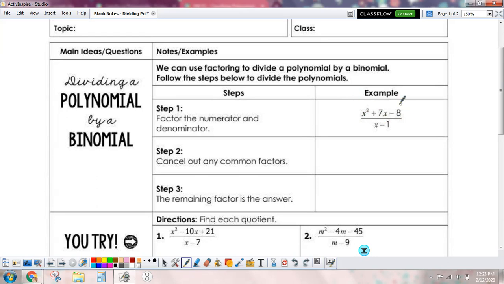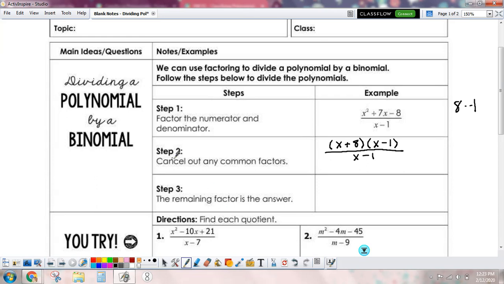I need to figure out a number that multiplies to get -8 but adds together to get 7. To get -8, I can use 8 times 1. But then I need to figure out which one of these I need to make negative because it's a -8. Since I want a positive 7, I'm going to use a -1 here. So I'm going to have x plus 8, and then x minus 1, all over x minus 1.